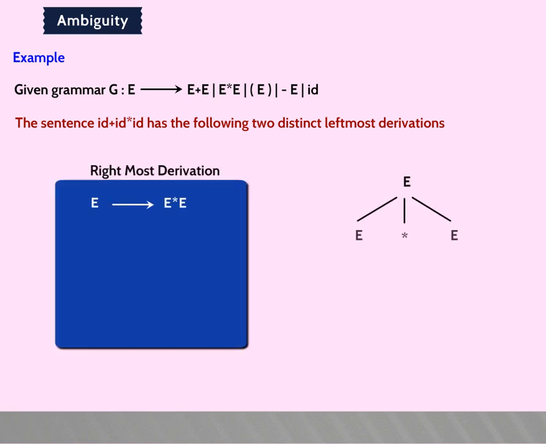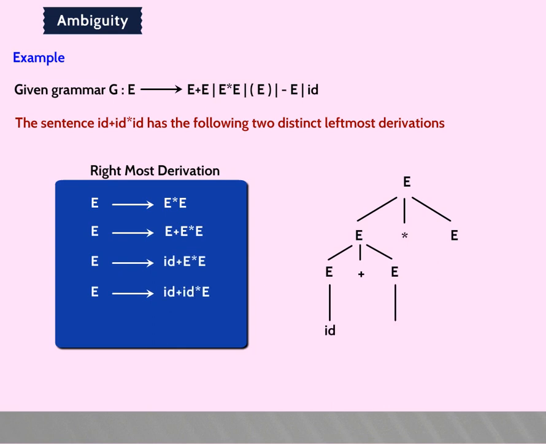E produces E into E, E produces E plus E into E, E produces ID plus E into E, E produces ID plus ID into E, E produces ID plus ID into ID.